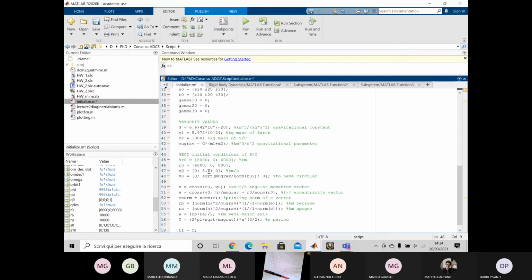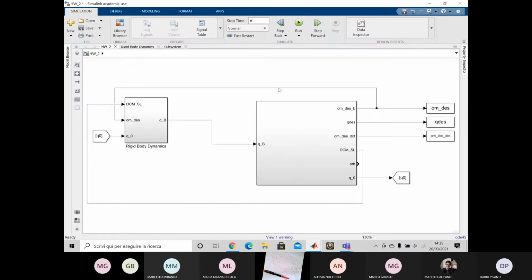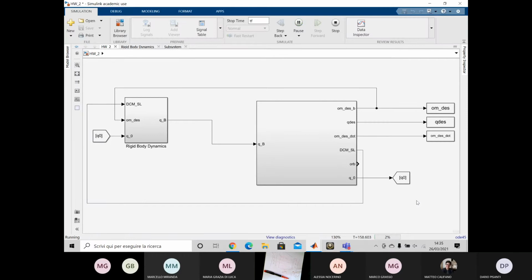6,800 for the first, and then actually I would put zeros on the other ones. So this is starting in some position on the equatorial plane, and then that should work. Yeah, let's try this. Is it running? Yeah. Okay.